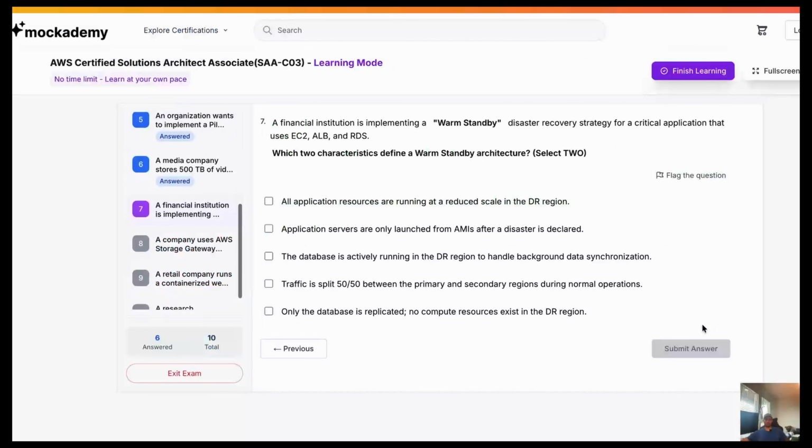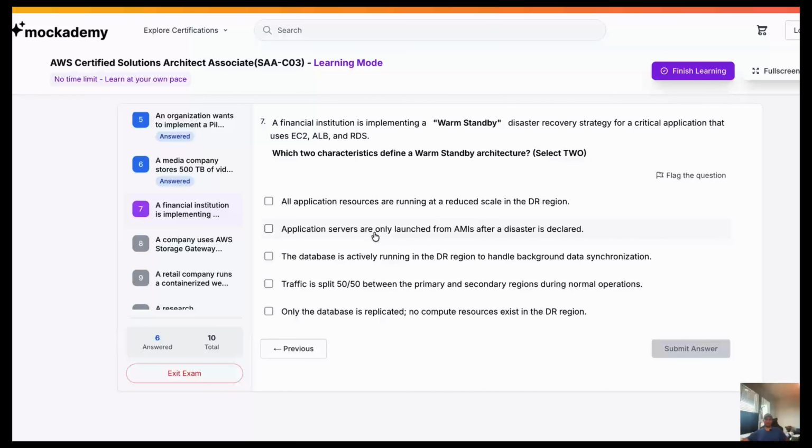Question 7. A financial institution is implementing a warm standby disaster recovery strategy for a critical application that uses EC2, ALB, and RDS. Which two characteristics define a warm standby architecture? Select 2. Option A, all application resources are running at a reduced scale in the DR region.